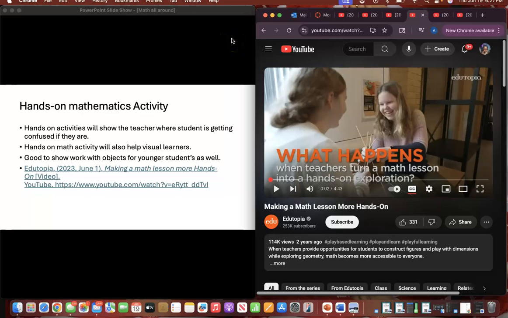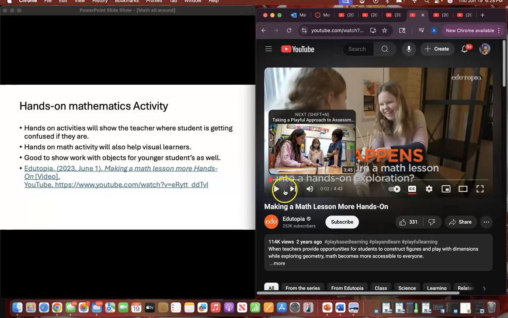Hands-on mathematics activity. Hands-on activities will show the teacher where students are getting confused, if they are. Hands-on math activity will also help visual learners. Good to show work with objects for younger students as well. Here's an example of a hands-on math activity.